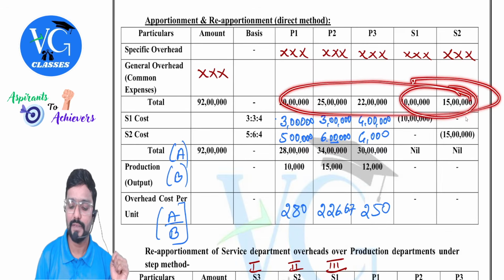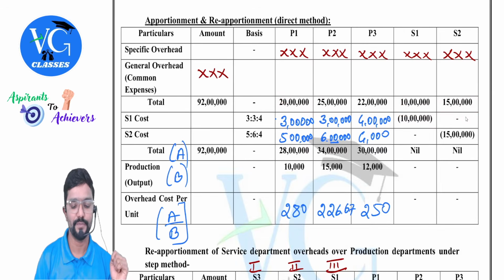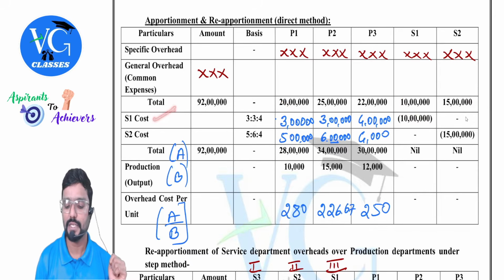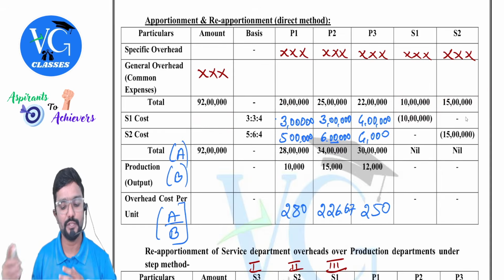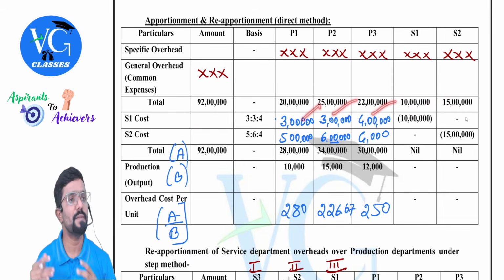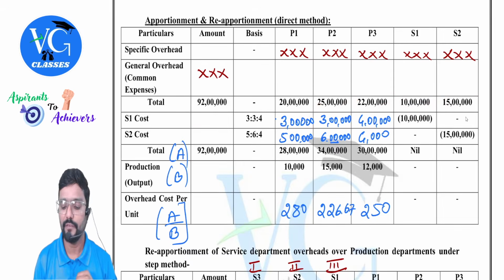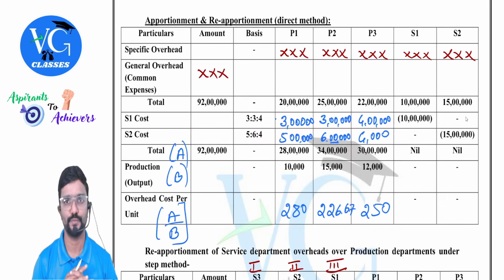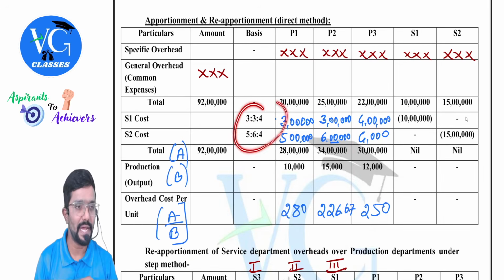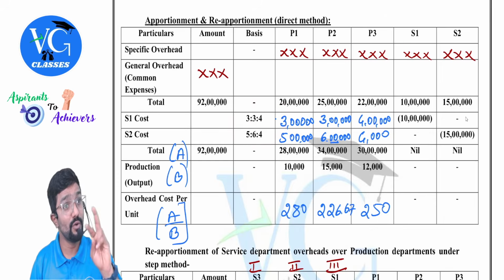Now, let us take the service department cost and reapportion it. So what is the service department cost? Sir, 10 lakh. So I am reapportioning the 10 lakh. I have just taken the ratio 3:3:4 and apportioned it to P1, P2, P3. In the same way, take this 15 lakh and reapportion it to P1, P2, P3. In what ratio, sir? 5:6:4. Clear? This ratio either has to be given in the question or you have to choose.